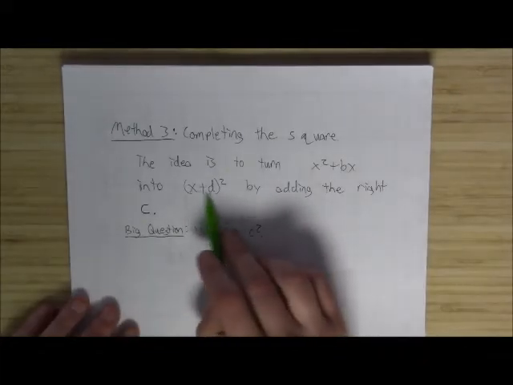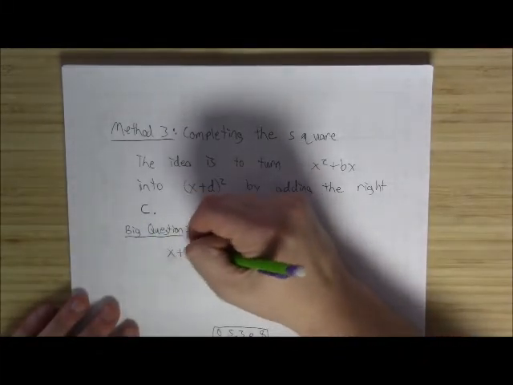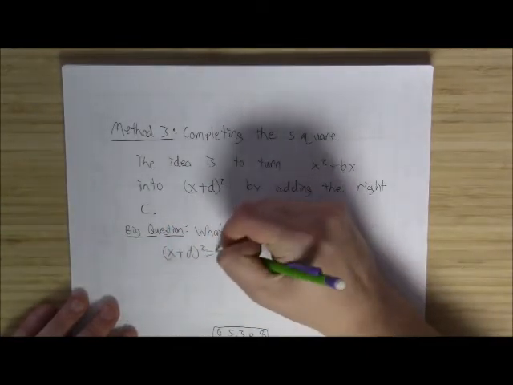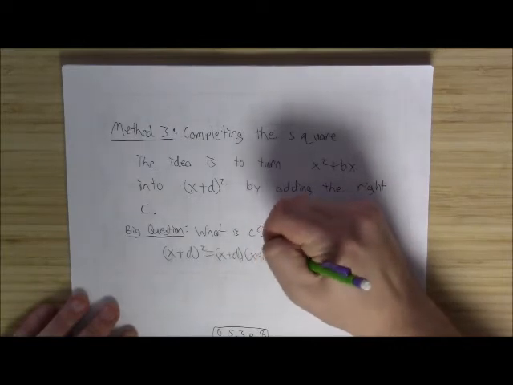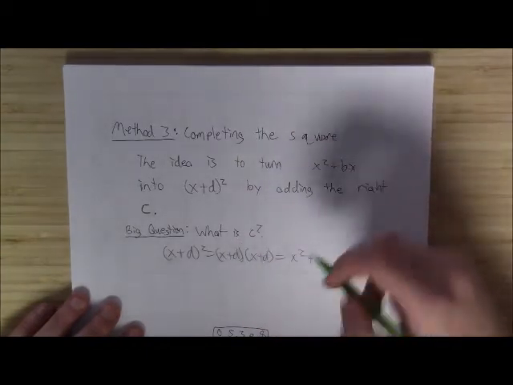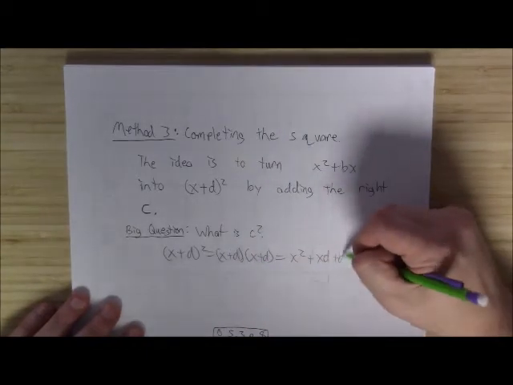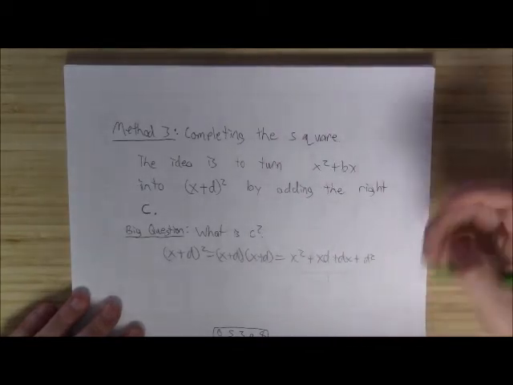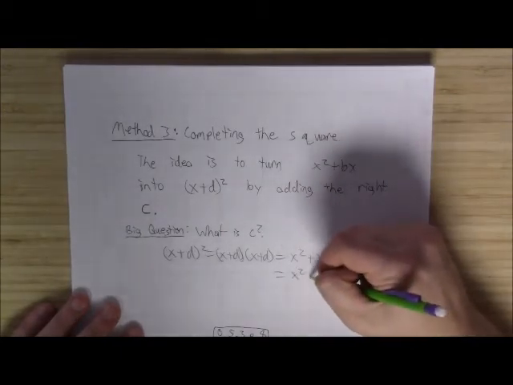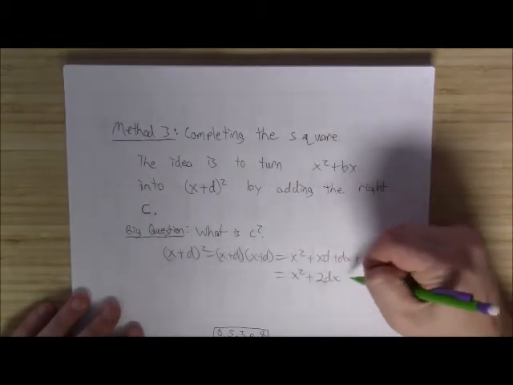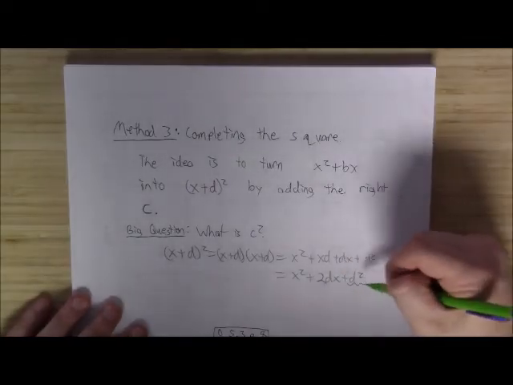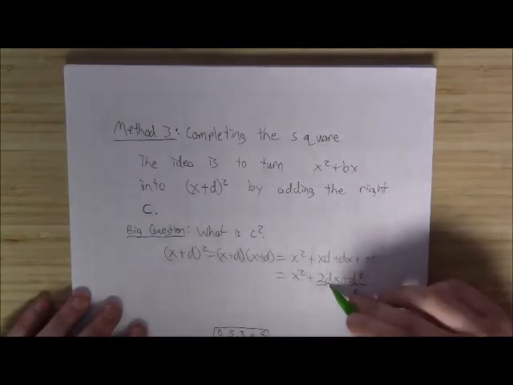We can do this by investigating what this looks like expanded out. x plus d squared equals x plus d times x plus d, which if we FOIL that out, we get x squared plus outer xd plus inner dx plus d squared. Then we notice that these terms are actually the same. So we have x squared plus 2dx plus d squared. Now we can figure out what we need to add by investigating this term. This would be our c, and this term corresponds to b.